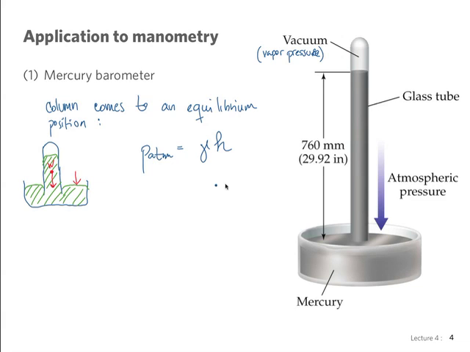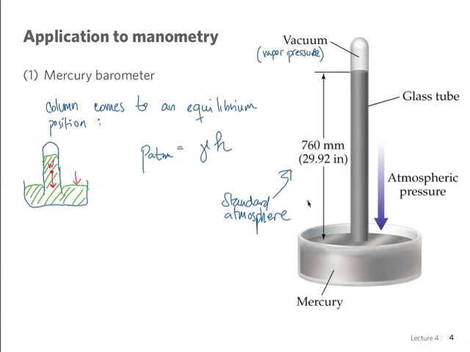For example, for atmospheric pressure, there's a value for the standard atmosphere. It's about 760 millimeters of mercury, or 29 inches. 29.92 is the measure of atmospheric pressure at standard atmospheric conditions: sea level, 20 degrees. Now, the reason that we use mercury is because the value of gamma is such that we get a nice, manageable column of liquid to measure the pressure.